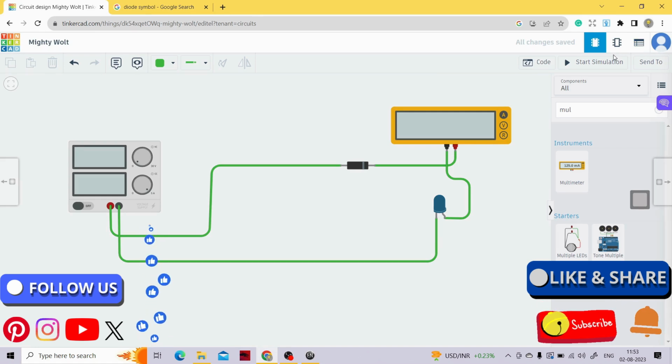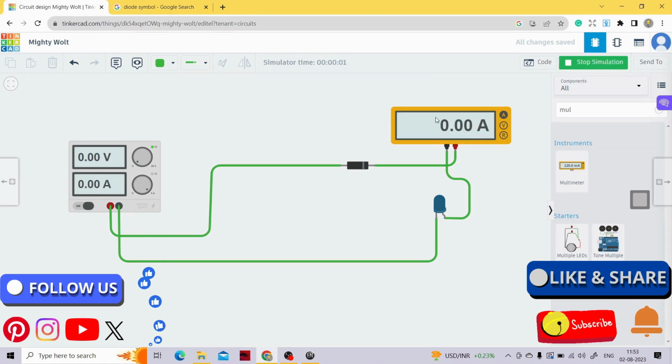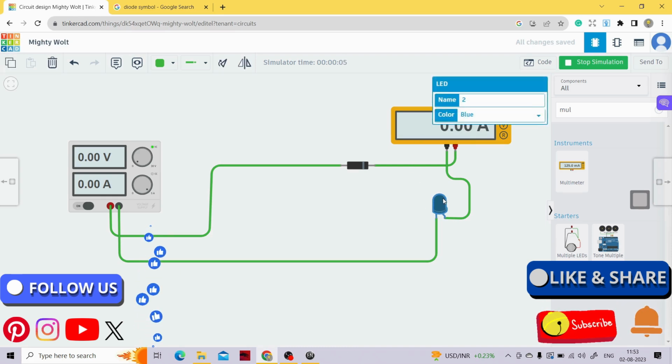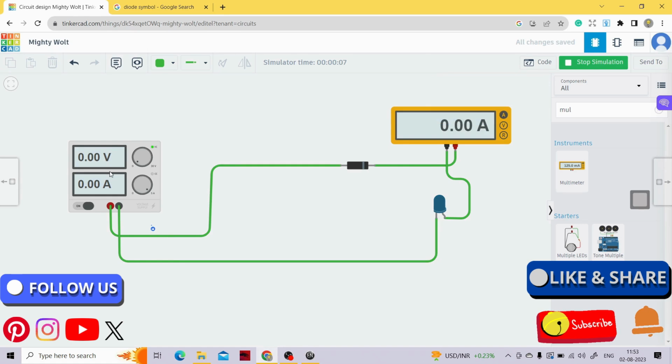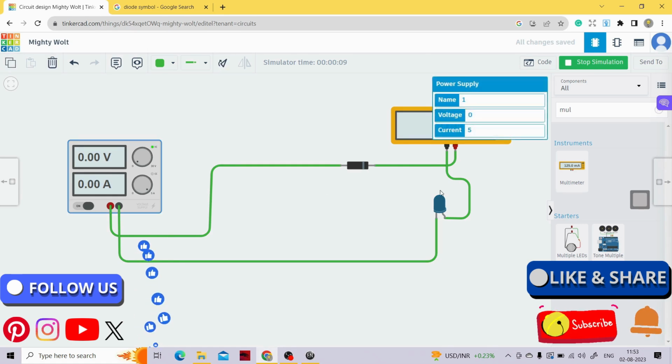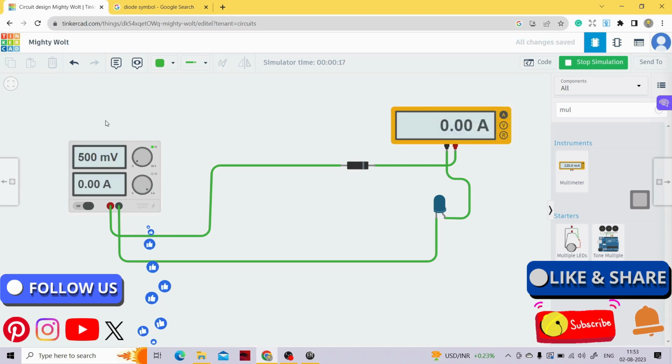Okay, so now let me run this particular simulation. So you can clearly see 0 ampere of current, and you can clearly see that the LED is in off condition. Okay, and let me increase voltage to 0.5 because in the circuit I'm providing 0.5 volts, right? 0.5 volts is nothing but 500 millivolts. So you can clearly see that my LED is in off condition and my current is still 0.